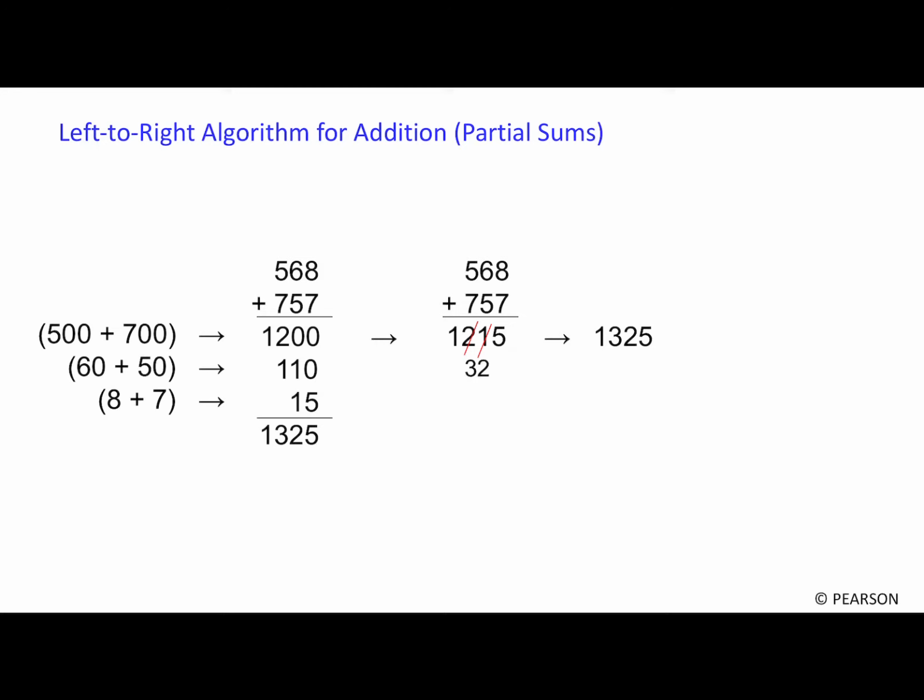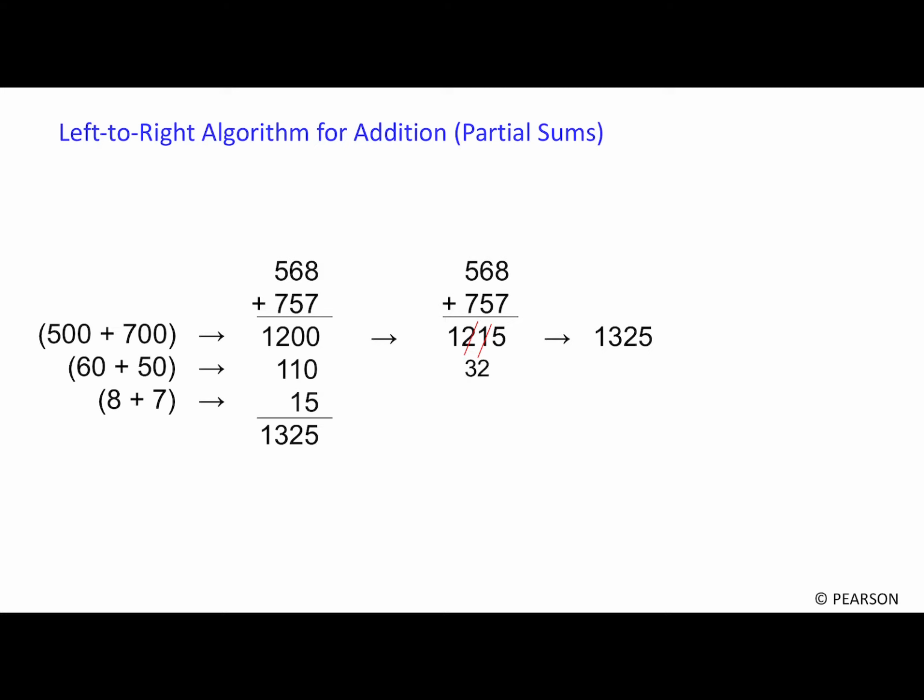So I'm going to start in the hundreds place and add 500 plus 700. That gives me 1,200. Then I'm going to add my tens. Here I've got 60 plus 50. That gives me 110. And then I'm going to add my ones. 8 plus 7 is 15. And then I'll add those three numbers together to get my final answer, 1,325.